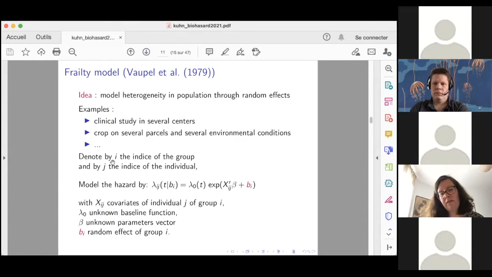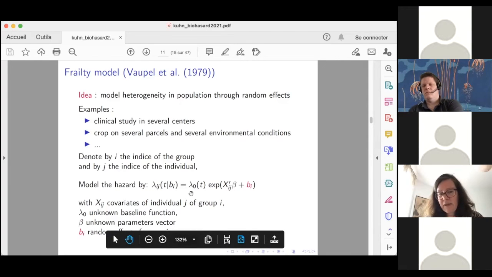So we denote by i the index of the group, the subpopulation in our population. For example, here a group can be a center in the clinical study, and we will denote by j the index of the individual in the group i. Okay, i is the group and j the individual. And now we will model the hazard this way. So you have a covariate x_ij, and you add here a random effect b_i, which is shared by all individuals in the group i.